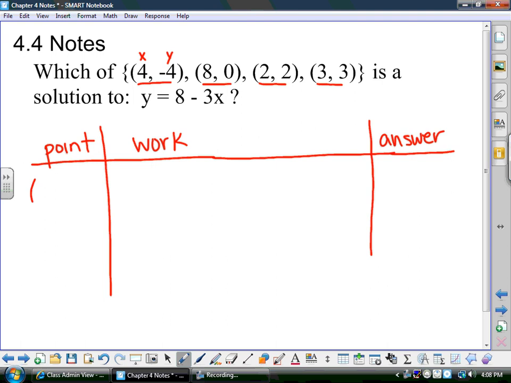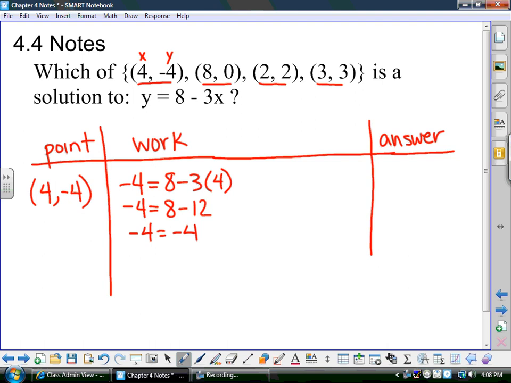If we start with the point 4, negative 4, we're going to plug that into the equation. So we'll have y equals, so that's negative 4 equals 8 minus 3 times 4. Let's see if that's true. Does negative 4 equal 8 minus 12? Yes, it does. So that point is a solution to the equation.